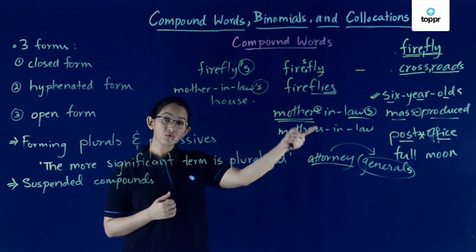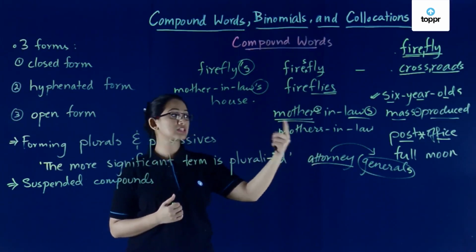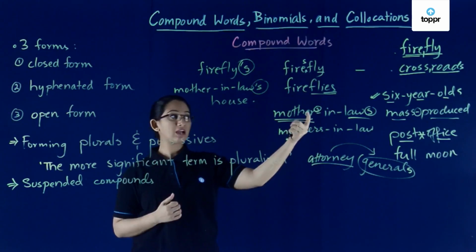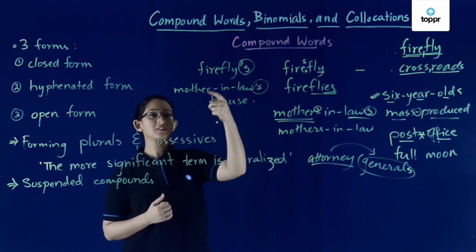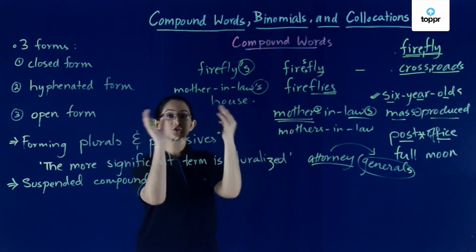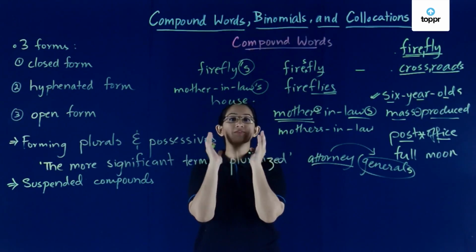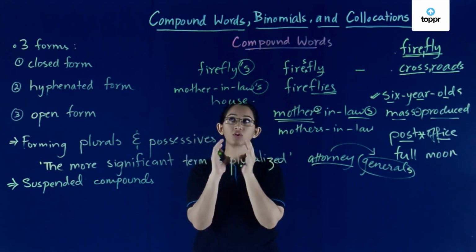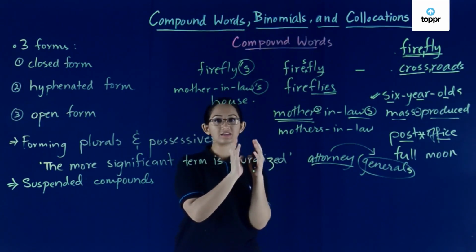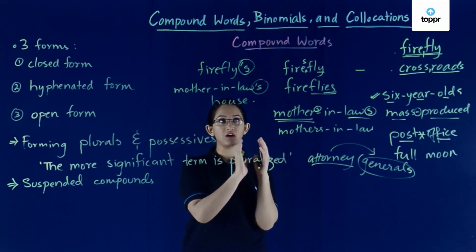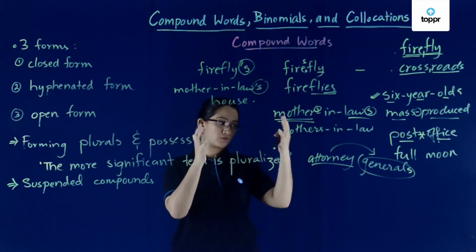However, when I formed the plural form, I needed to look at the more significant word, right? And the more significant word was mother. Therefore, I placed the S after mother. So, mothers-in-law, but here it becomes mother-in-law's house. So make sure you understand what you're forming. If you want to form the plural, you have to look at the more important word. If you're looking at possession, you have to take a look at where the apostrophe S has to be placed to show the possessive form.